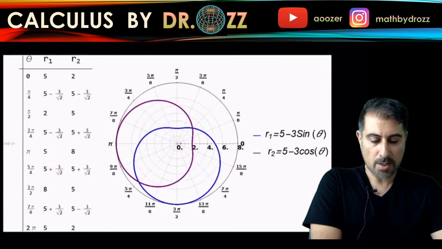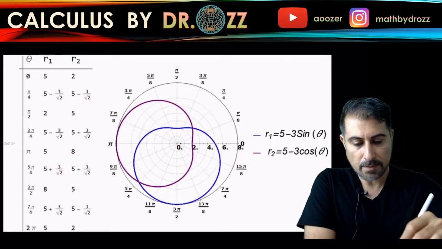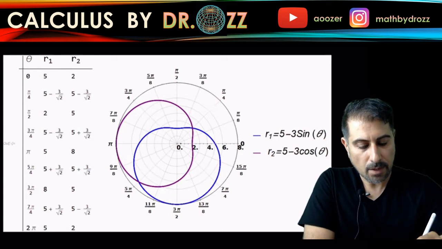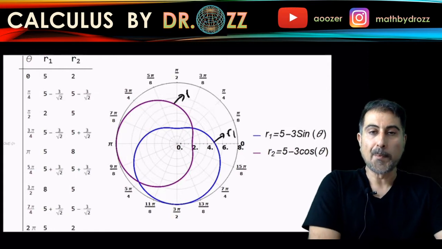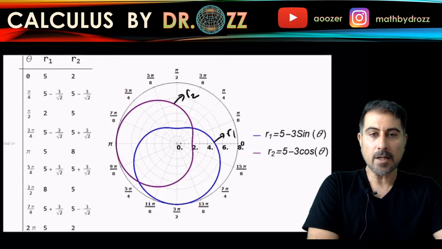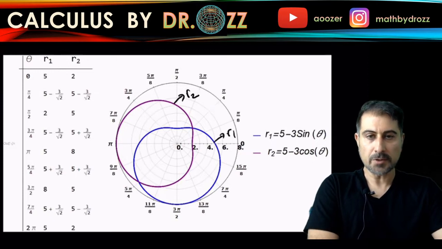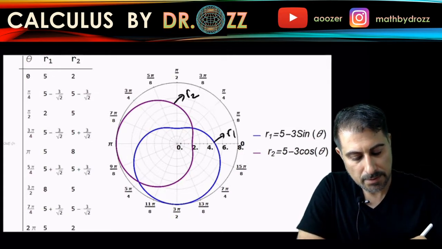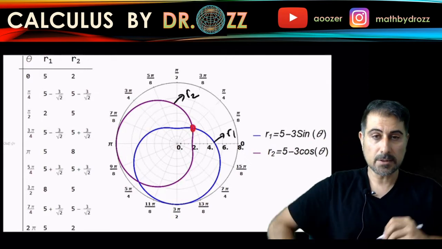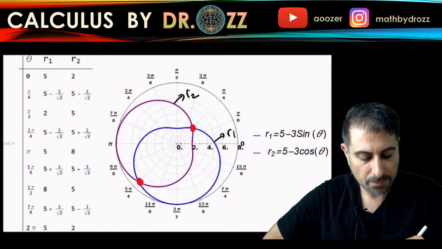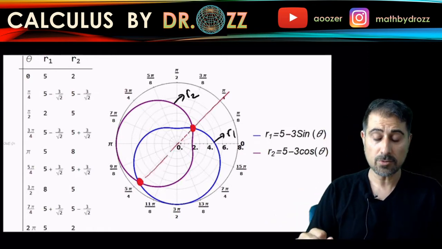Okay, so R1 is the blue graph, so this is R1, and purple is R2. If you can't really distinguish the colors, I'm just writing on the graph so you can see which one is R1 and which one is R2. And these two curves do intersect at two instances. And it does look like the theta values for those are pi over 4 and 3 pi over 4, but we have to find that out.